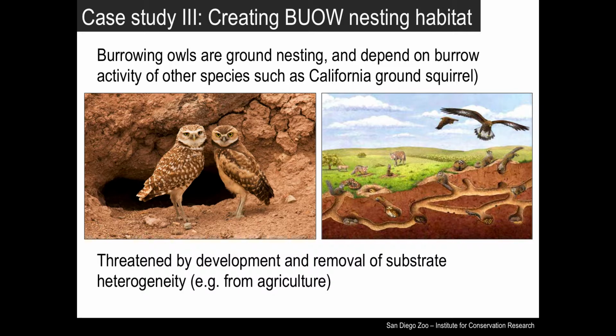So our third case study is creating burrowing owl nesting habitat. Burrowing owls are a ground nesting species, and we see two of them here in front of their nest. They depend on the burrow activity of other species such as the California ground squirrel. So other species can start the burrow and the owls will develop and expand those burrows. This species has been threatened by development primarily, but also by removal of substrate heterogeneity such as from agriculture.